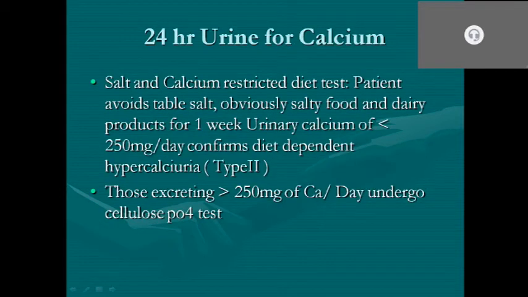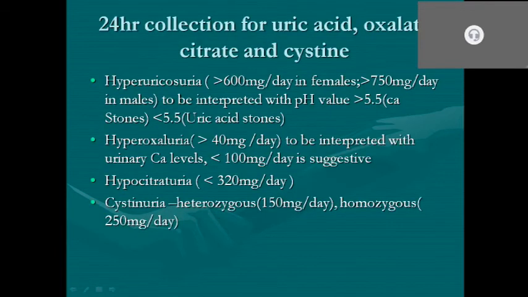Then the other most important metabolic evaluation is 24-hour urine for calcium. So you do a salt and calcium restricted diet, no salts for 1 week. Then see the urine calcium. If it is less than 250 milligram per day, then it confirms diet dependent hypercalciuria type 2. Then other 24-hour collections for metabolic evaluation you do are for uric acid, oxalate, citrate and cystinuria.